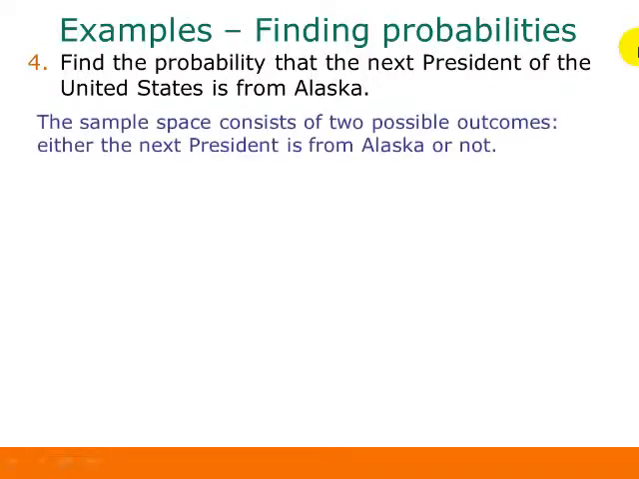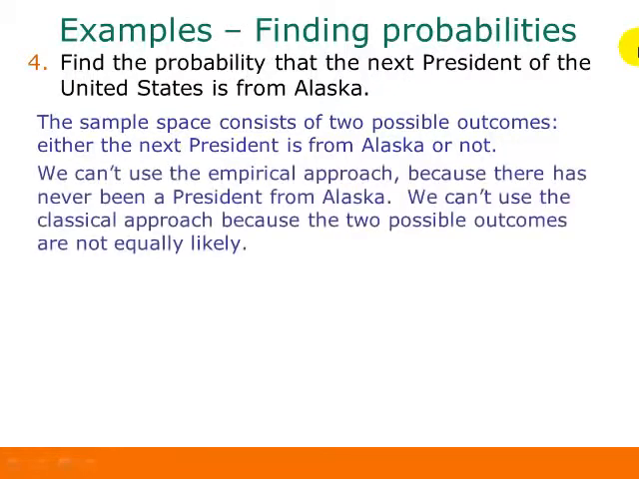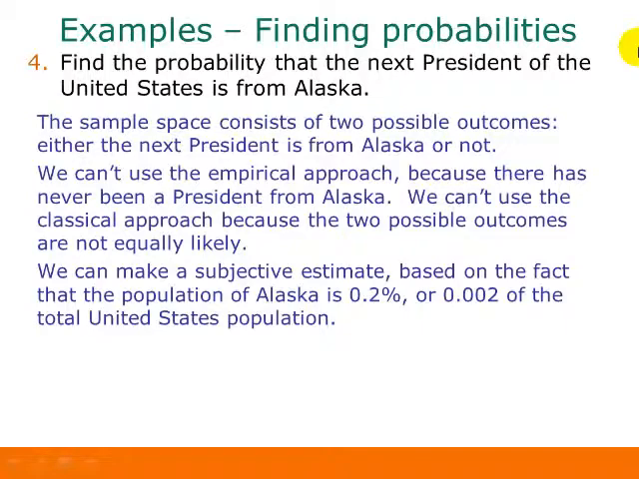So in this one, our sample space consists of two possible outcomes. Either the next president is from Alaska or not. We can't use the empirical approach in this one because there has never been a president from Alaska. We can't use the classical approach because our two possible outcomes are not equally likely. So the only one left is to find a subjective probability. So we can make a subjective estimate based on the population of Alaska compared to the rest of the country.